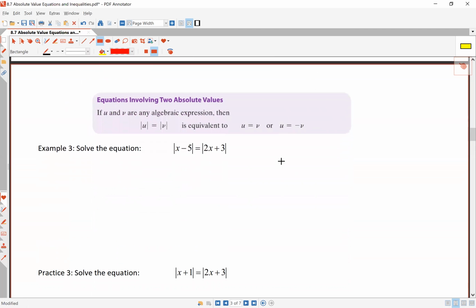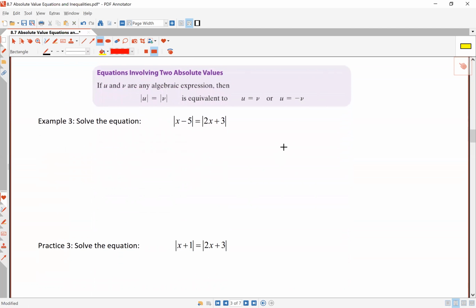When you have equations involving two absolute values, if you drop them, keep everything the same, drop them and take the opposite, you will find out that all you need to do is simply just do the same thing. Drop them, keep everything the same, drop them, and take the opposite. But you have to remember to use that minus sign and put it in parentheses.